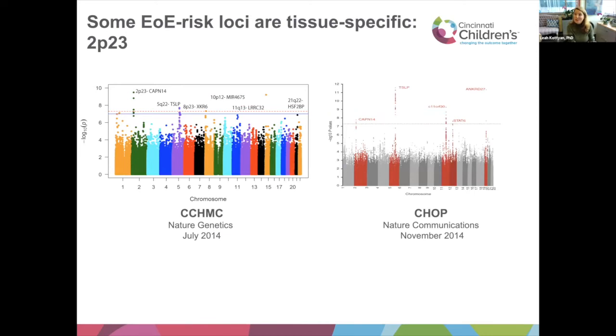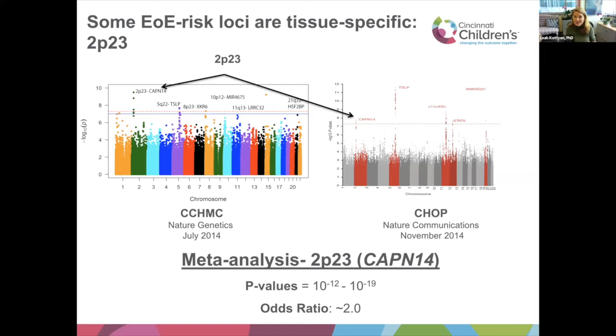We got the most excited when we started finding those variants that were tissue specific, that were in regions that were not associated with other diseases and were expressing genes that were very specific to eosinophilic esophagitis. So in both of these studies, we found this region around calpain 14 at chromosome 2, the P arm, and 23 subunit of that P arm.